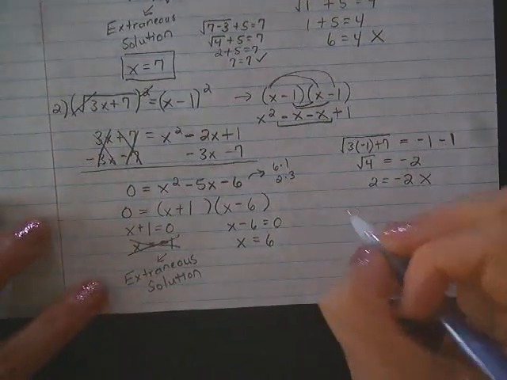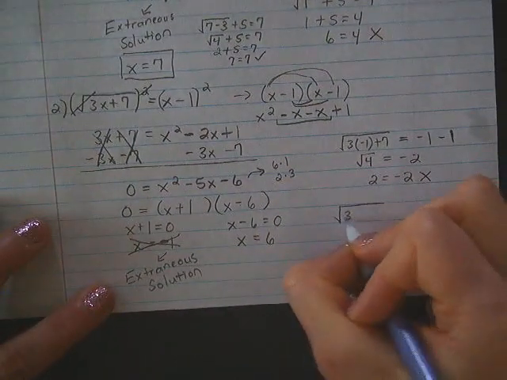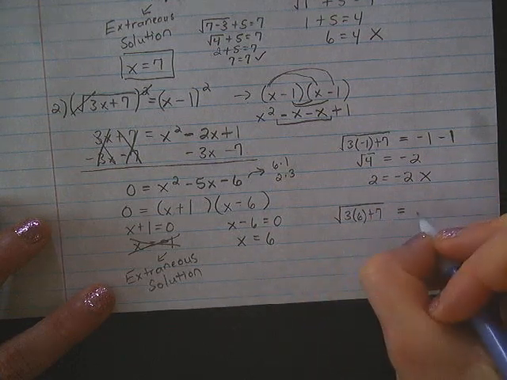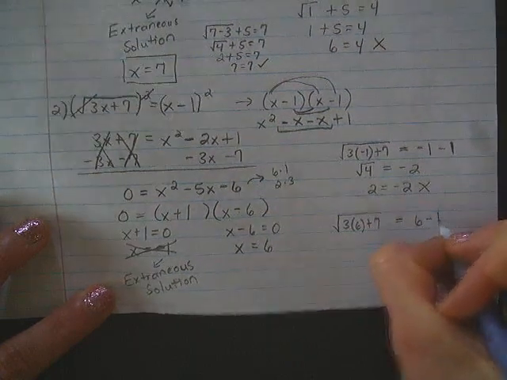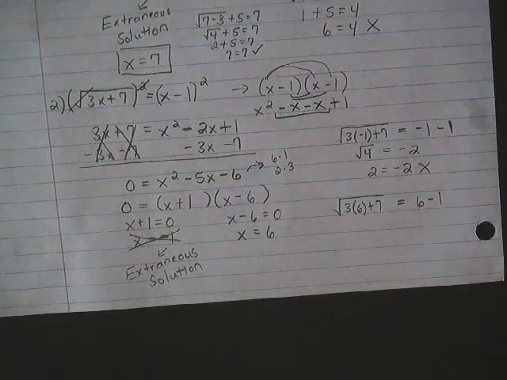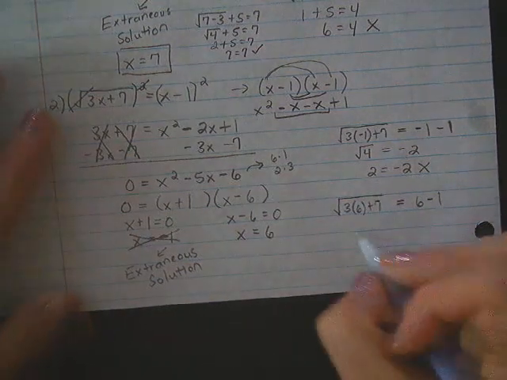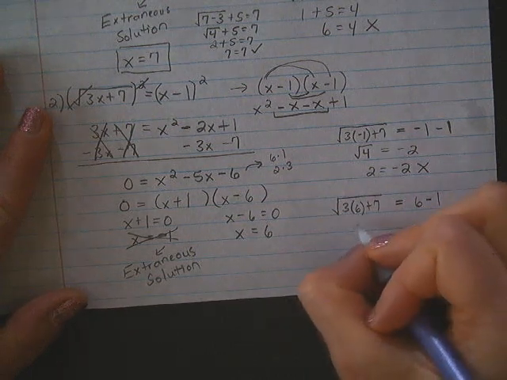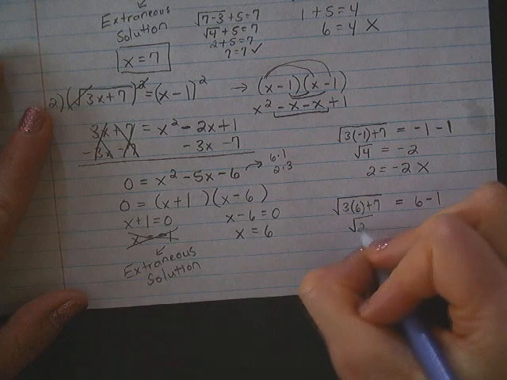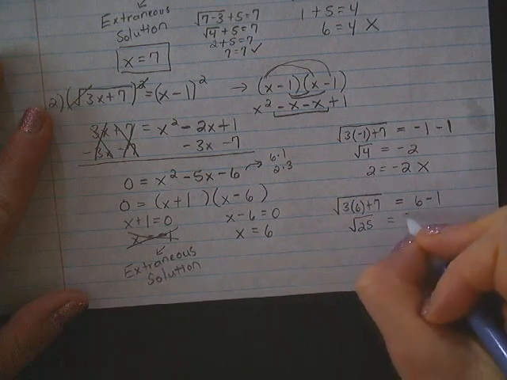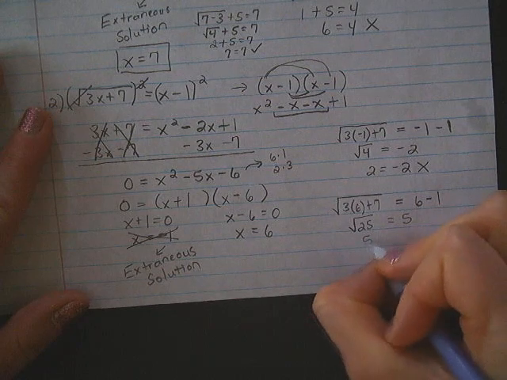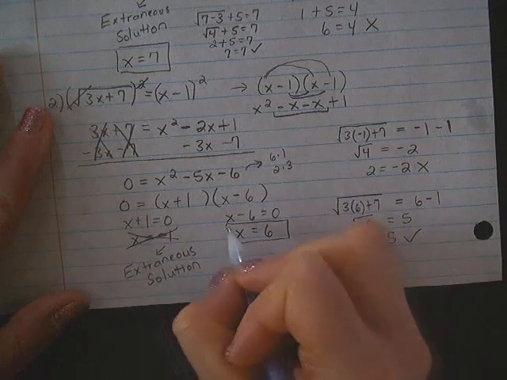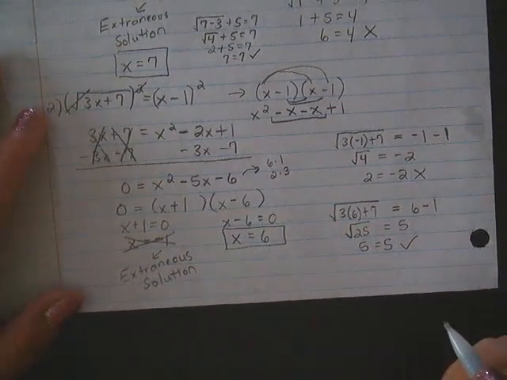Okay, so then let's check the 6. So it'd be the square root of 3 times, we're plugging in 6 now, plus 7 equals 6 minus 1. Okay, so then let's see what that is equal to. So 3 times 6 is 18. 18 plus 7, that would be 25. And then on this side, 6 minus 1 is 5. And then the square root of 25 is 5. And so does that work? Yes, it does. So that means x equals 6 is actually a real solution that would work in that equation.